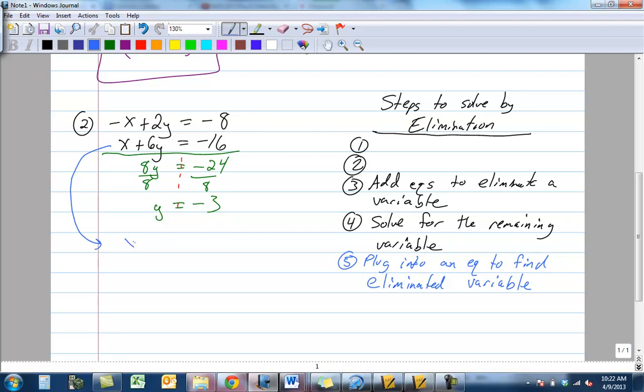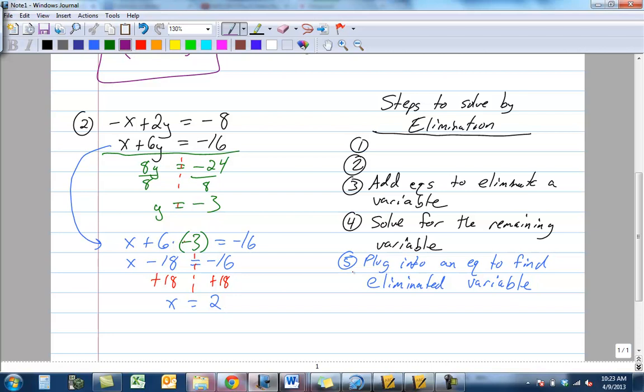So I'm going to do x plus 6 times, well, this time y is, I don't want red, I want green. y is negative 3, equals negative 16. We're using the exact same equation, just changing the y value, because now we know that y is negative 3. So now this is x. 6 times negative 3 is negative 18. So it's x minus 18 equals negative 16. Then you would add 18 to both sides, and you would get x equals negative 16 plus 18, which is 2.